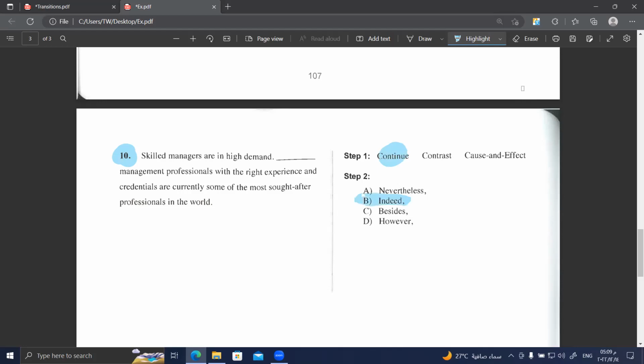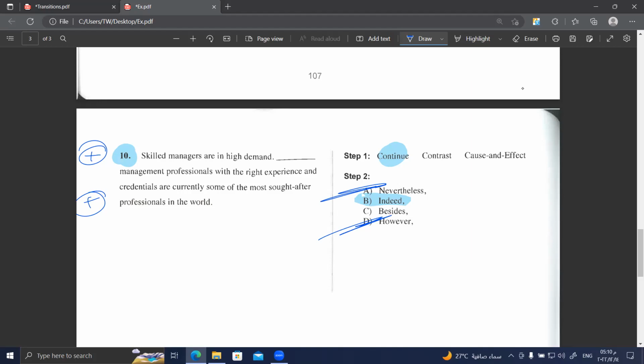Continue. B. There is no contradiction, of course. Here I say skilled managers are in high demand. So that is good. That is positive. Management professionals with the right experience and credentials are currently some of the most sought after professionals in the world. That is positive as well. So positive, positive. I get rid of answer choice A because this is contradictory. D, contradictory. I end up with indeed and C.